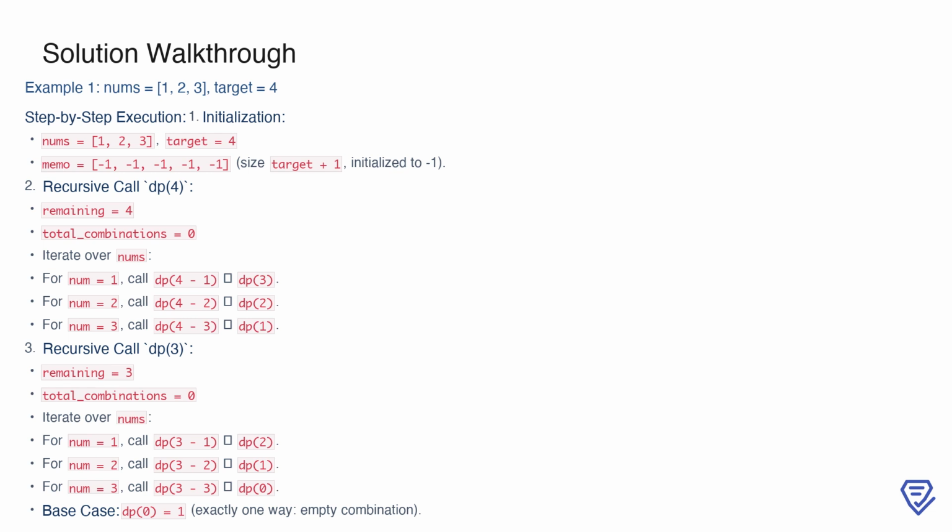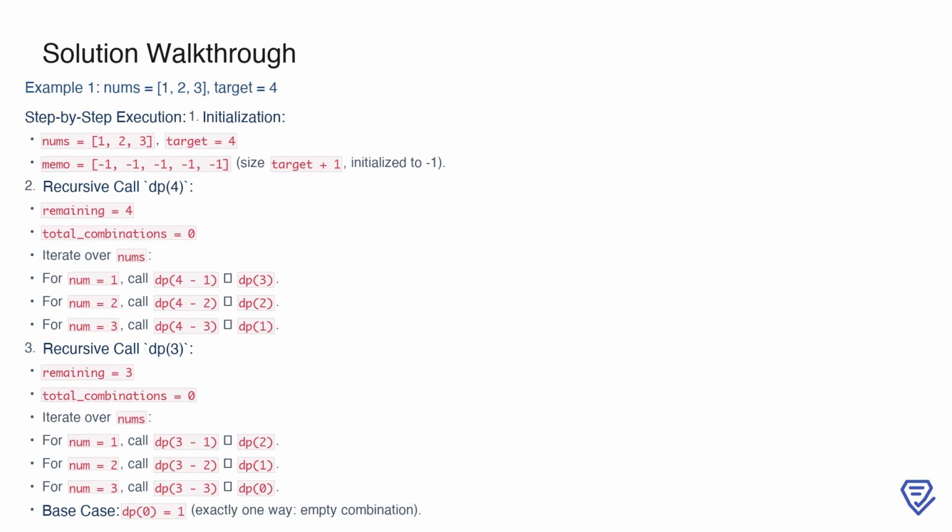For each number in nums, we subtract it from the remaining target and make a recursive call. For instance, when number is 1, we call DP 3, when number is 2, we call DP 2, and when number is 3, we call DP 1. Now, focusing on DP 3, the process is similar. We initialize total_combinations to 0, iterate over nums, and make recursive calls.